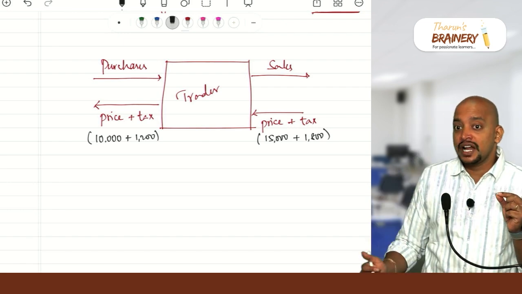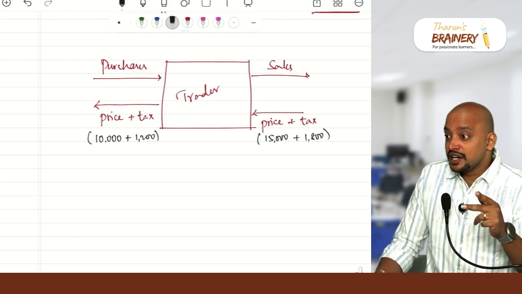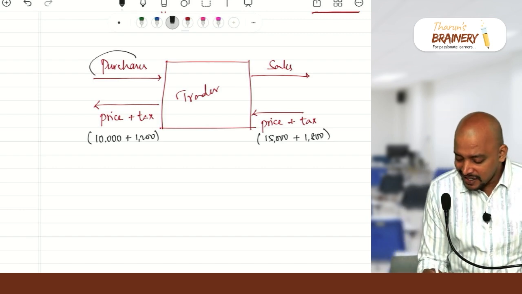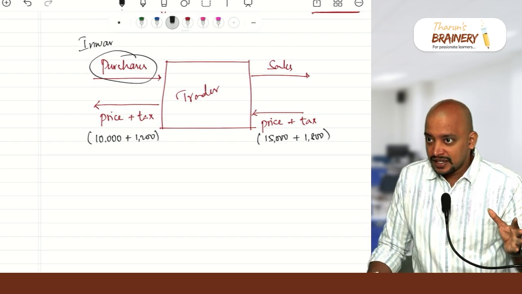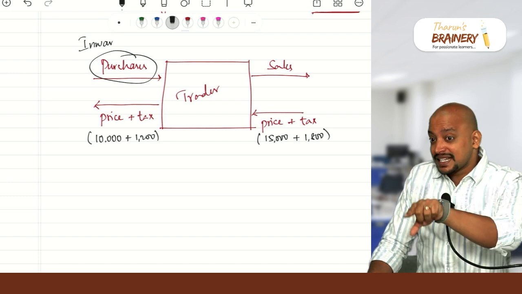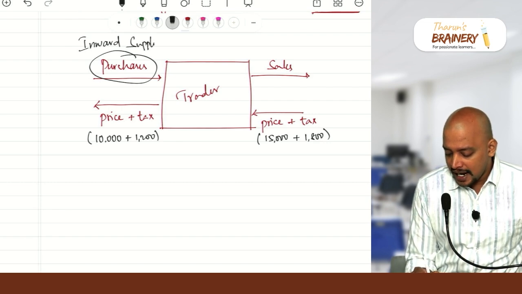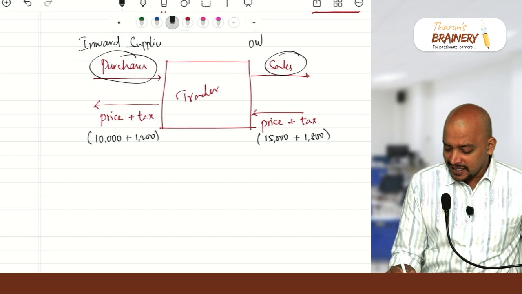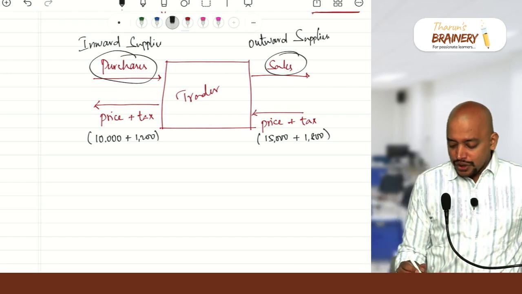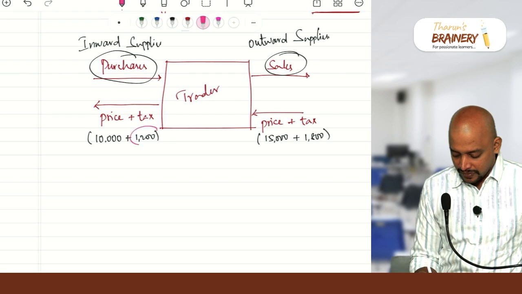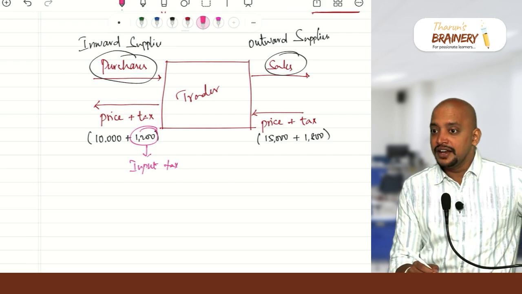So now this 1,200 is called input tax. Got it? Tax paid on purchase, or tax paid on inward supply. This purchase we call inward supply, because purchase is a word usually used in the context of goods, correct? But services we will not call purchases. That's why we give a common name for it, called inward supplies. And for sales, we give one name, called outward supplies. Now, this 1,200 is known as what? Input tax, which is tax on inward supplies.